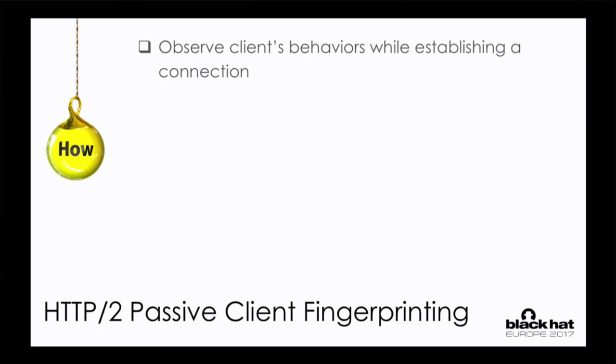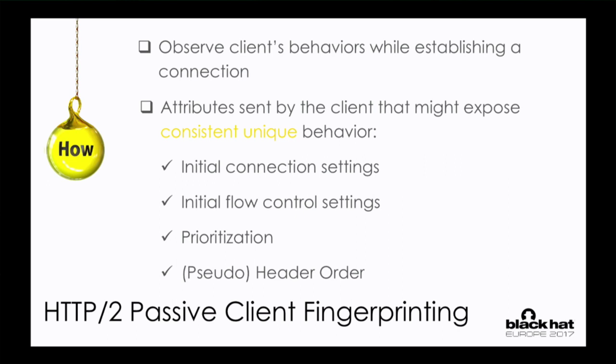Now, specifically for HTTP 2, we are going to observe the way clients behave when they are establishing a connection. And it seems that there are a lot of consistent behaviors when you do that on HTTP 2. We are going to look into the way that the initial connection settings are being sent and the actual parameters. We are going to look at the way that clients handle flow controls and priority. And last but not least, we're going to look at the pseudo headers I've mentioned before.